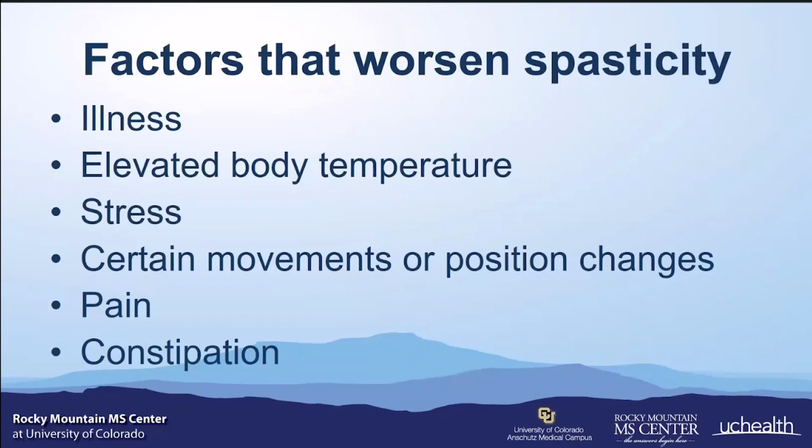Things that can make spasticity worse are also things that make other symptoms in MS worse. So things like an illness, an infection, sometimes elevated body temperature, either from a fever related to an illness or from exercise or something like that. An increase in external stress or anxiety can worsen spasticity. All those things worsen all sorts of different MS symptoms.